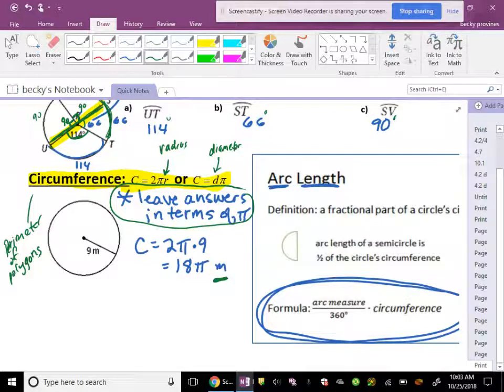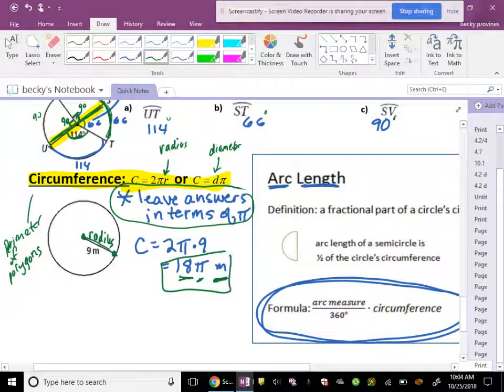Excuse me, I apologize. All right, so you have to look at what's given to you. Since this starts at the center and goes to the edge of the circle, this is your radius. And so I'm just going to plug it into 2 times pi times radius. So 2 times 9 is 18. I bring down the pi symbol and I put my unit. My answer is 18 pi meters.